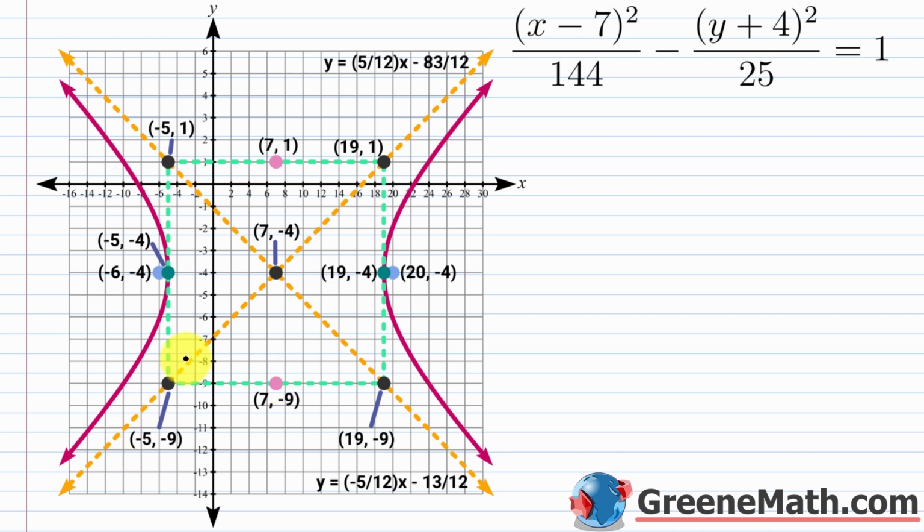And then in terms of the asymptotes, again, we used our formula. You can always use point-slope form if you need to. So this is y equals 5/12 x minus 83/12. This guy right here. This one's negatively sloped. So it's y equals negative 5/12 x minus 13/12.